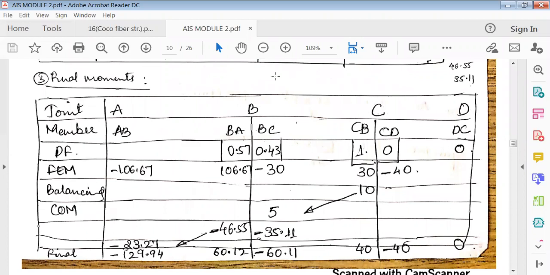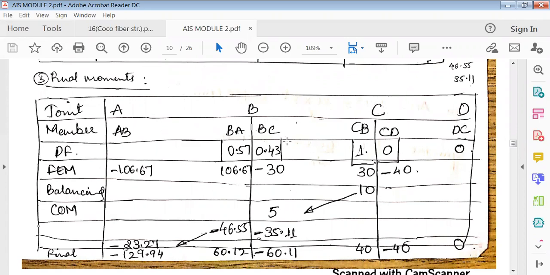So A, B, C, and D. So first is at B. So it connects, then write the next row, that is AB, BA, BC, CB, CD, as well as DC. Then distribution factor. So for AB it is 0.